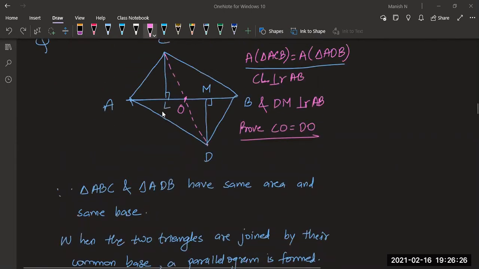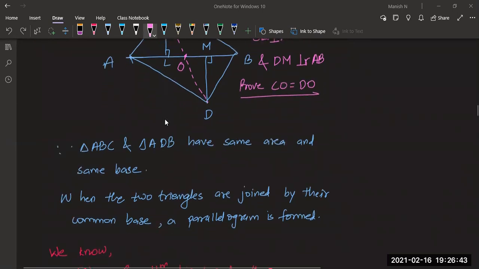How did we say that this is a parallelogram? Because the diagonal is dividing the quadrilateral into two halves of equal area. So in that case, it has to be a parallelogram, right? And hence we can say that CO is equal to DO.